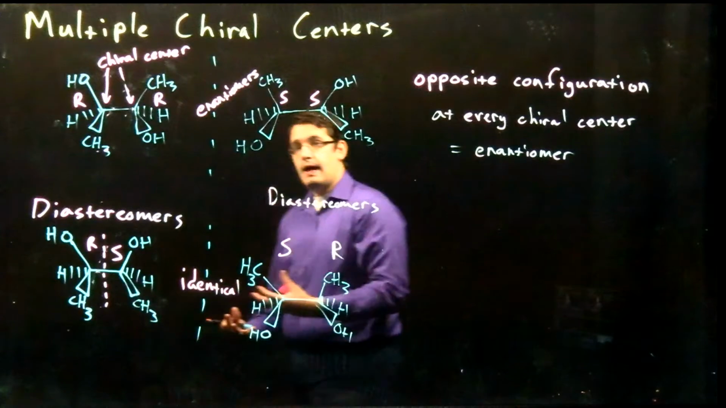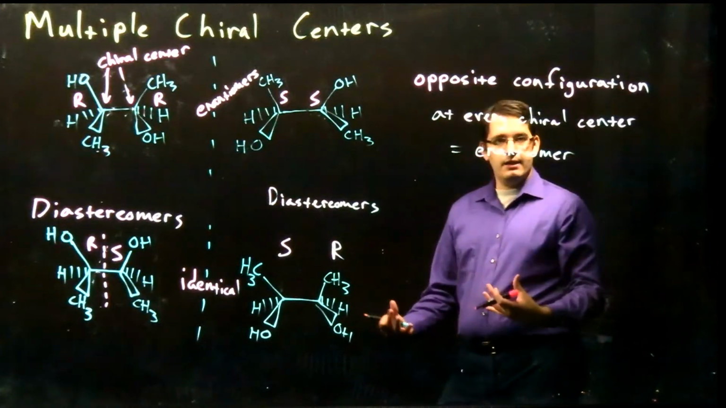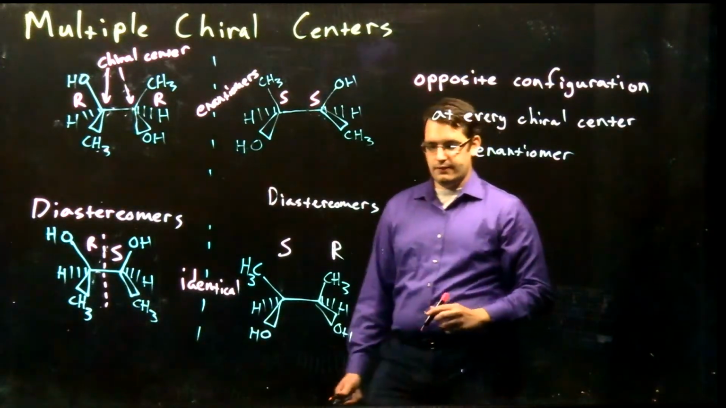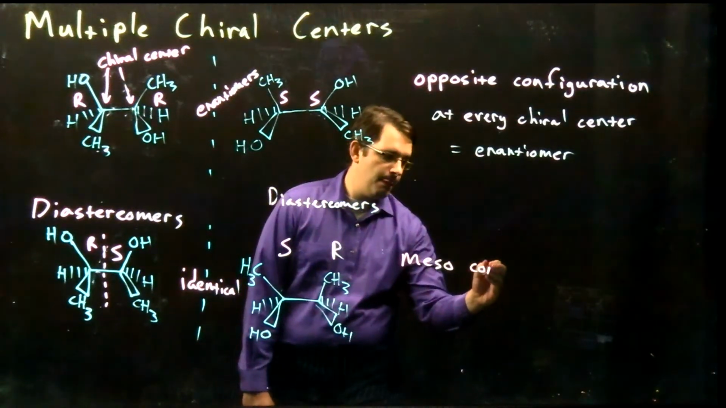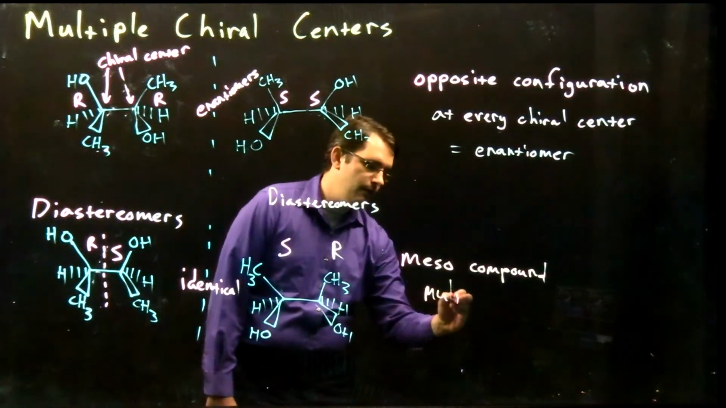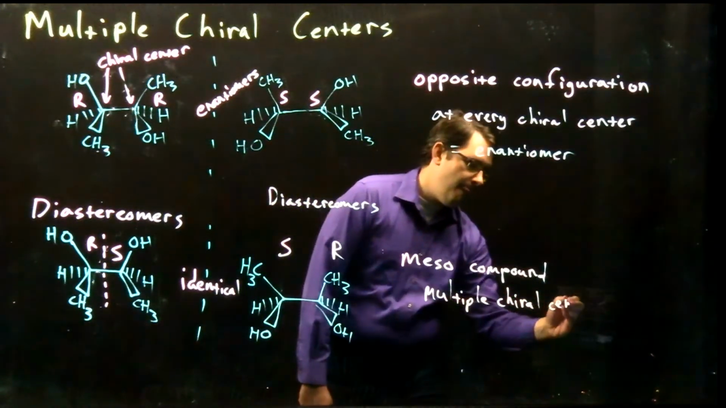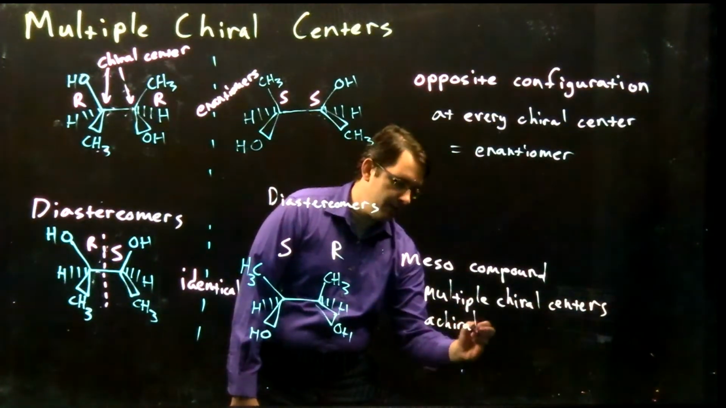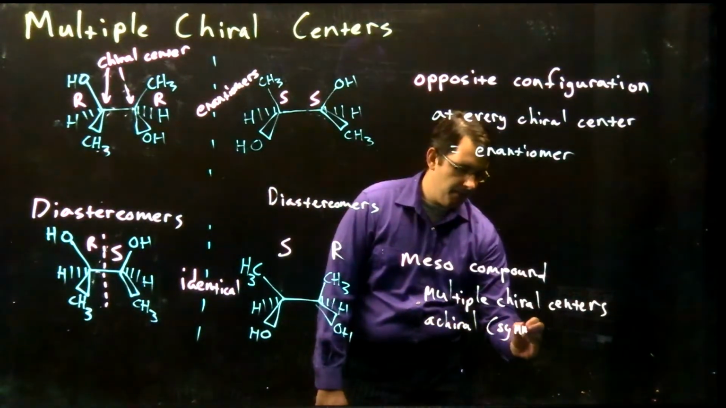So sometimes when you have multiple chiral centers, we can actually still have symmetry, and we can have compounds that are identical even though they look like they have different configurations at those different chiral centers. So we call this a meso compound. So a meso compound is a compound that has multiple chiral centers, but is still achiral. Of course, again, achiral refers to something that is symmetrical. We notice that here with our plane of symmetry between the two carbons.